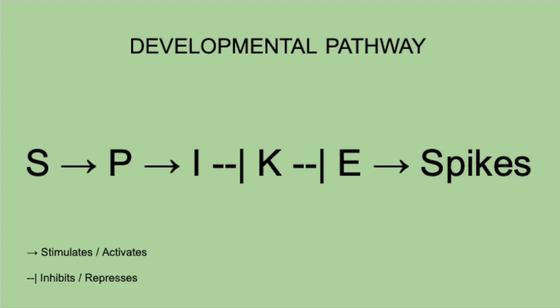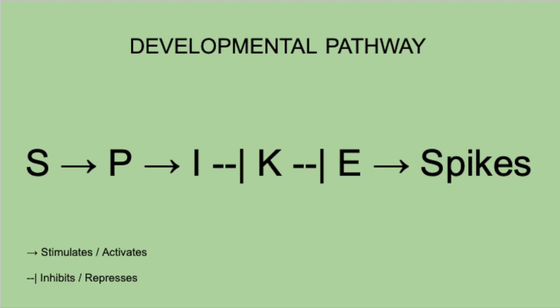Here we are dealing with the developmental pathway of spikes in spiny beetles. In the pathway, we see the effect of genes and their products on other genes and their products. In this particular pathway, S stimulates P, P stimulates I, I represses K, K represses E, and E stimulates spikes.